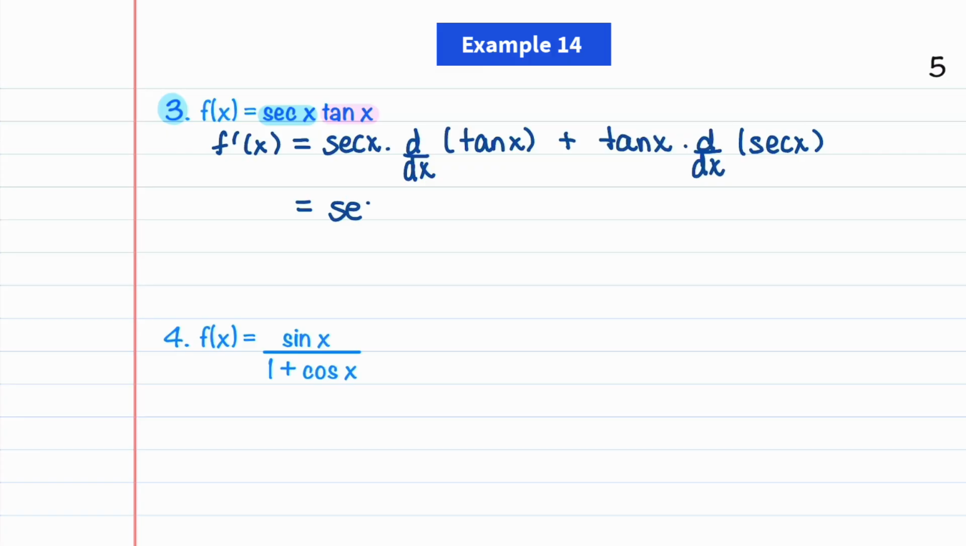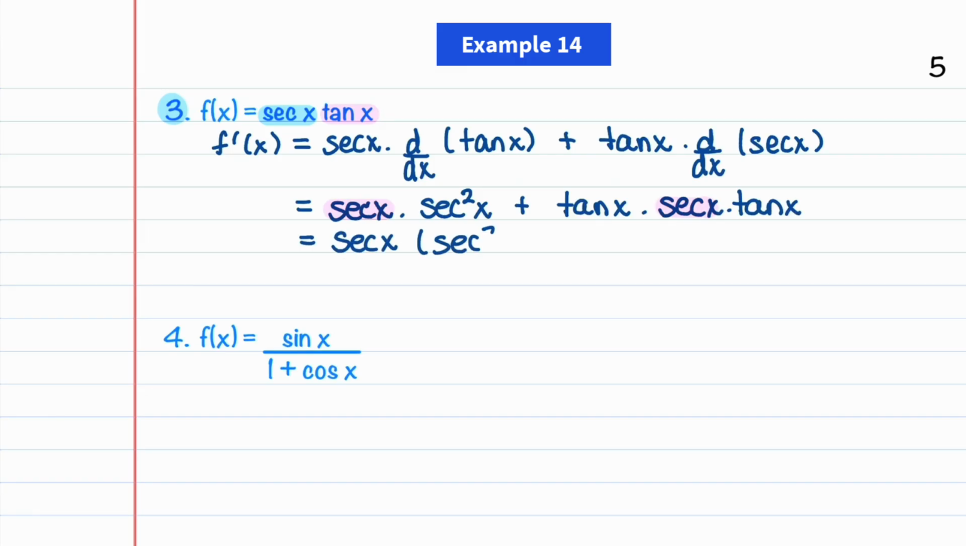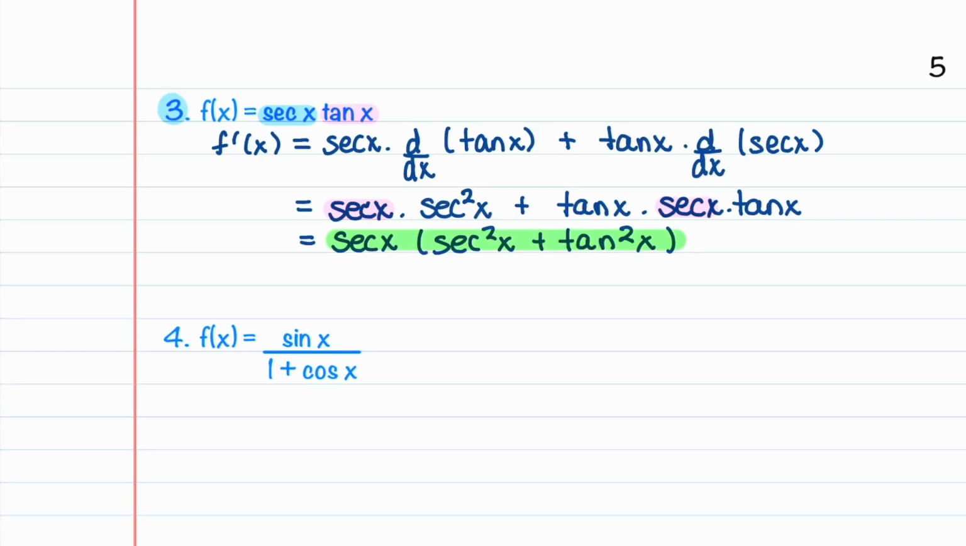This now gives us secant x times the derivative of tangent, which is secant squared x, plus tangent x times the derivative of secant x, which is secant x tangent x. Now let's see what we have in common. Looks like we have a secant x common to both terms, so we are going to bring that out. So this is secant x times (secant squared x plus tangent squared x). And that's our final answer.